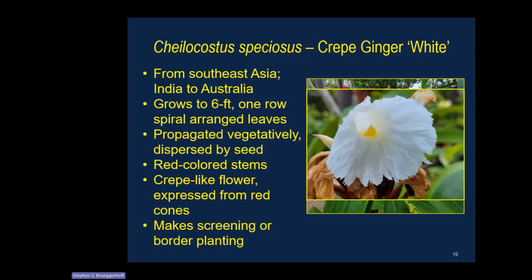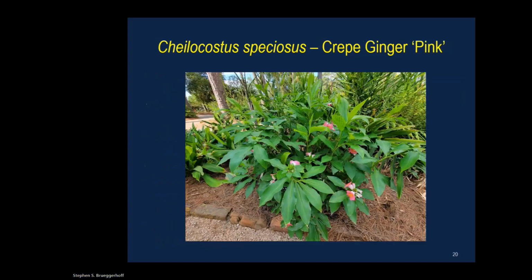They are propagated vegetatively. They are naturally dispersed by seed, but I would suggest again that, if you're going to obtain a plant, it is more than likely it's been vegetatively propagated, and that's how it gets to you. Some of these species can have red colored stems, but they all produce a crepe-like flower expressed from red cones. They make a great screening or border planting.